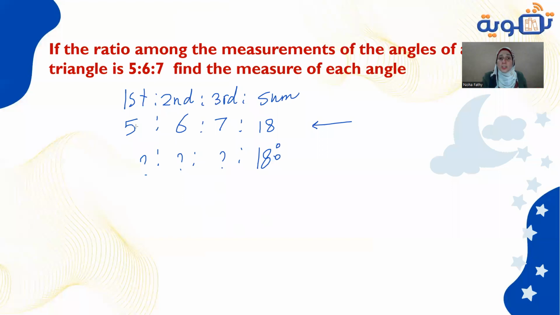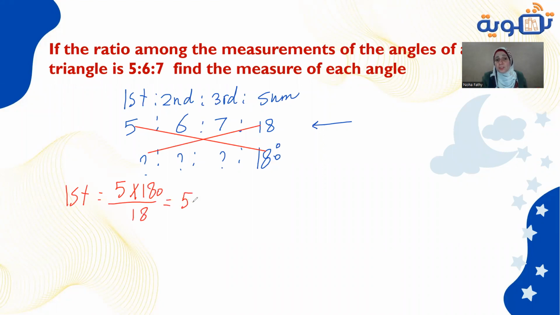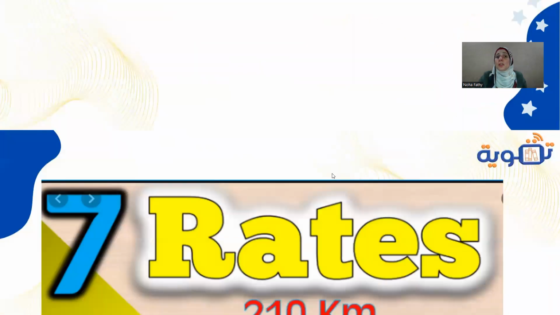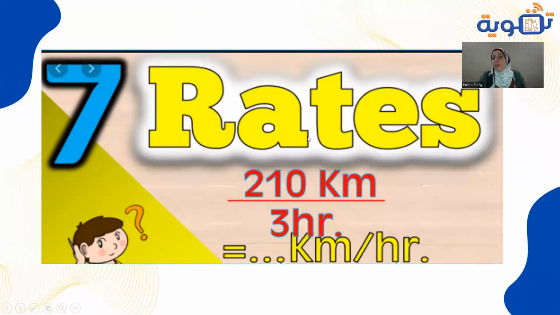Then I will make cross multiplication to find first angle, second, and third. So first angle: 5 times 180 divided by 18 equals 50 degrees. Second, the same concept, 6 times 180 divided by 18 equals 60 degrees. And third, 7 times 180 divided by 18 equals 70 degrees. If you add 60 plus 50 plus 70, it gives me 180, and this is the real sum of the three angles in a triangle.